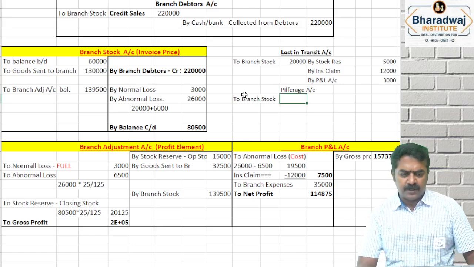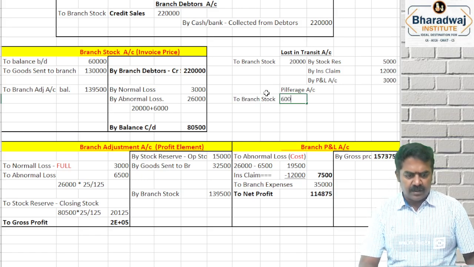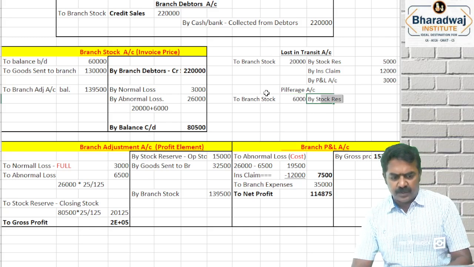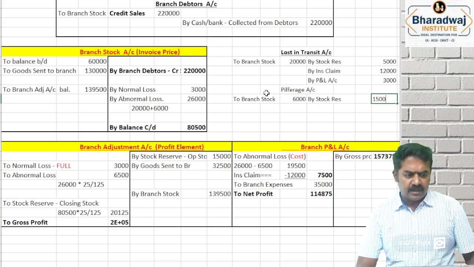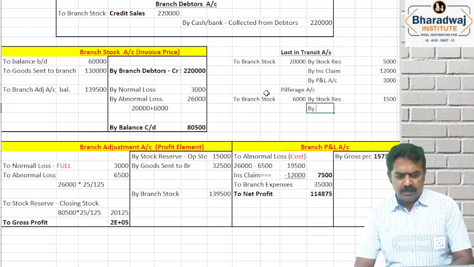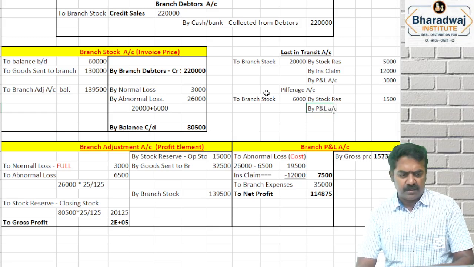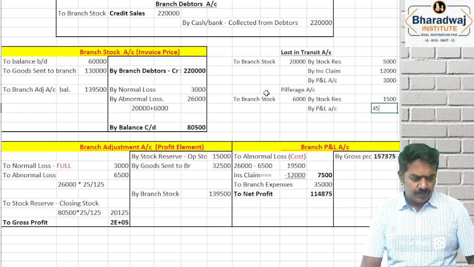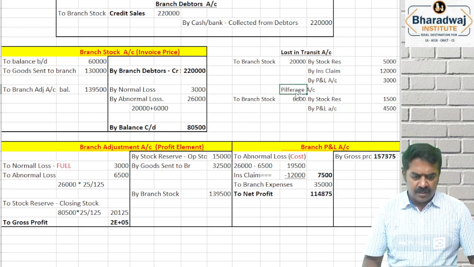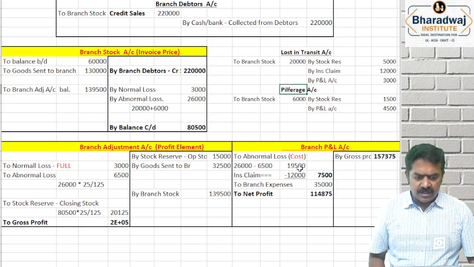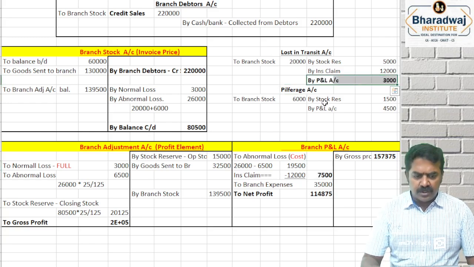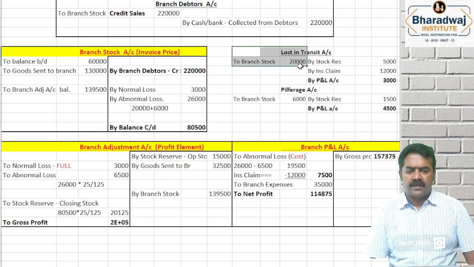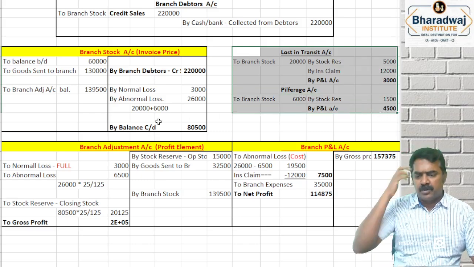What is the pilferage? 6,000. By stock reserve, what is the profit element? 1/4 will be 1,500, by P&L account. The balance we will charge. How much? 4,500. You can find it in the P&L account. The 7,500 is nothing but the total of abnormal loss: 3,000 loss in transit and pilferage 4,500. You can also split the amount.